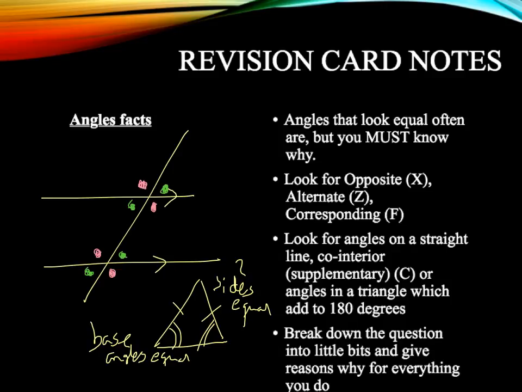Look for other angle facts as well, things like angles on a straight line. They might not be a horizontal straight line, it could be a diagonal straight line like this, where the green and the red together add together to make 180. Or look for these supplementary or co-interior angles, C shapes, adding to 180. Look for angles in triangles, which add up to 180.